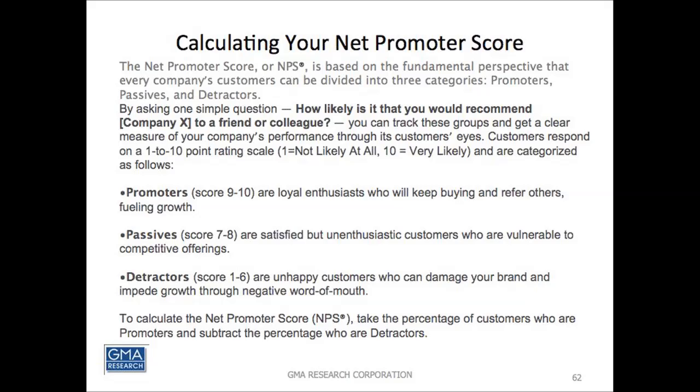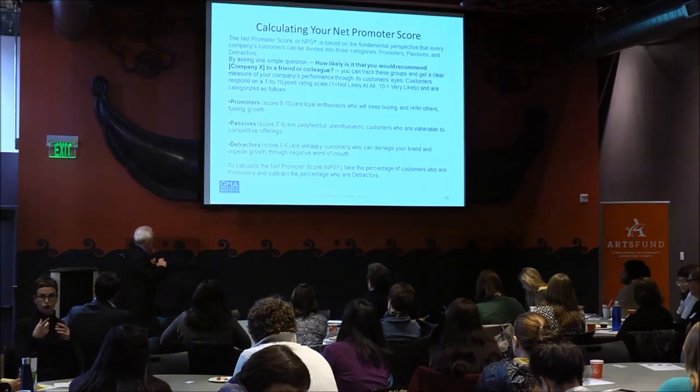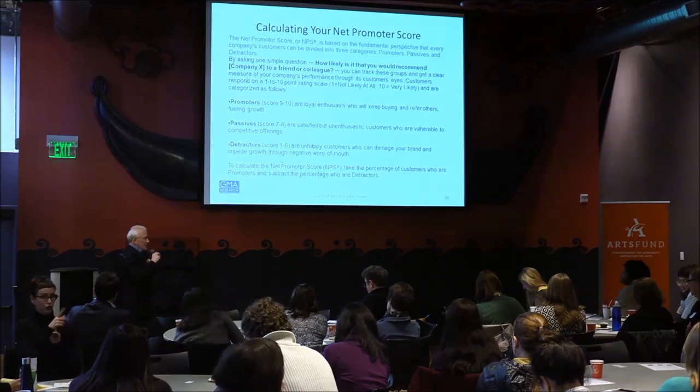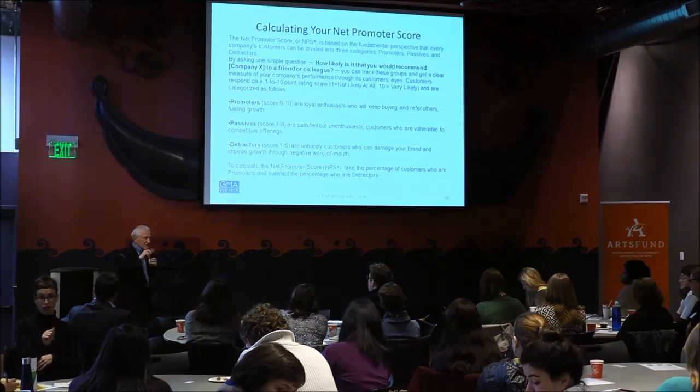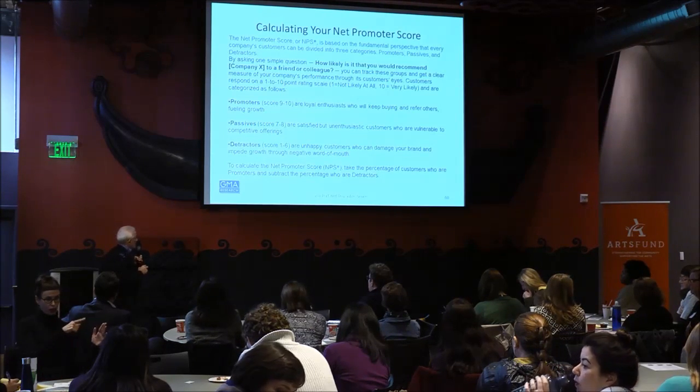They're not. The detractors are everybody else, people that give a 1 through a 6. You'd say, well, somebody on a 1 to 10 scale, if they give us a 5, that's good. That's a satisfactory rating. No, it's not. Those are people who can damage your brand, can damage your reputation. They're the ones that are talking about you in word of mouth. They're the ones that are basically degrading you on social media. So the 1 to 6 ratings are the ones that you really need to look at.